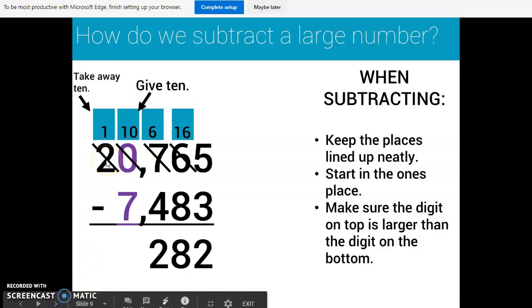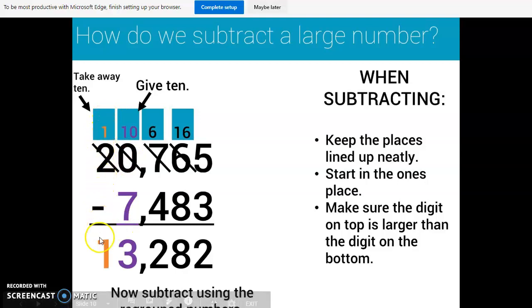We're going to borrow 2 from the 2 in the 10,000s place. It becomes a 1. We're going to give 10 to our 0, making our 0 now 10. Now you can subtract. 10 minus 7 is 3. And then 1 just gets brought down for your 1 underneath in the 10,000s place.